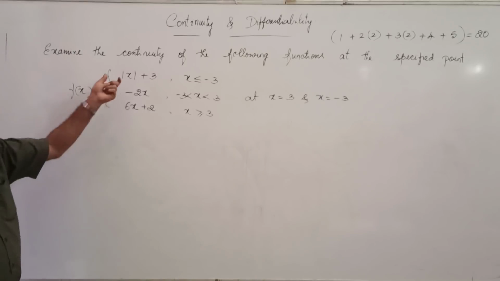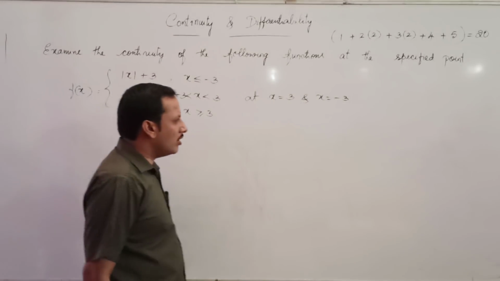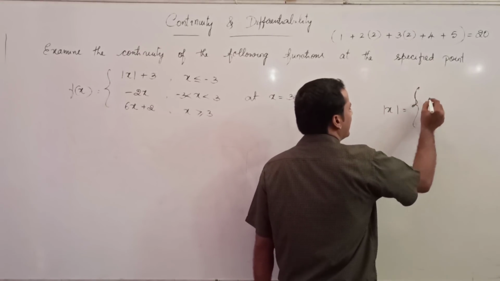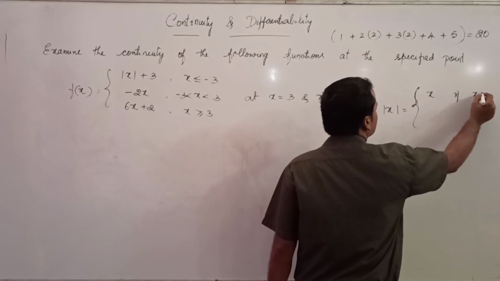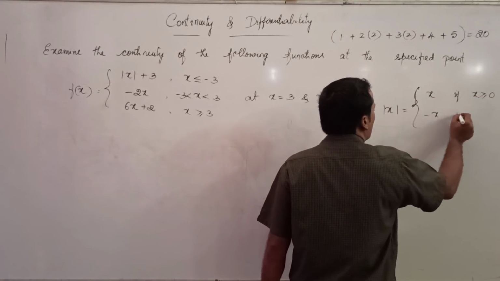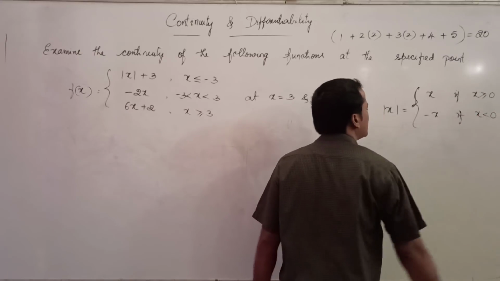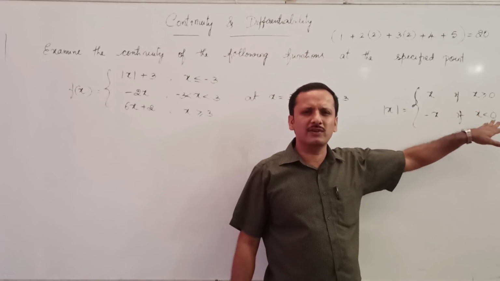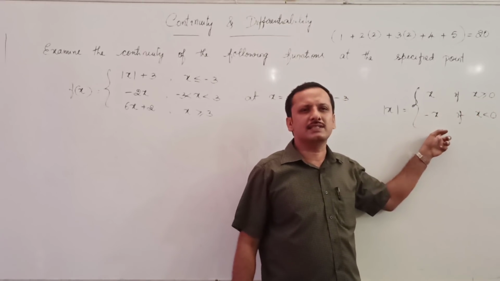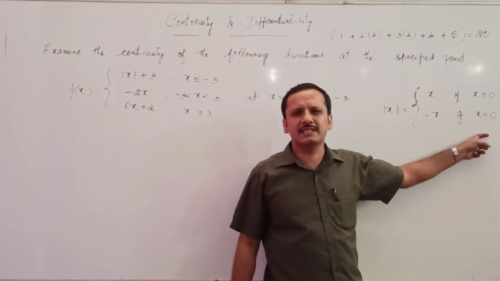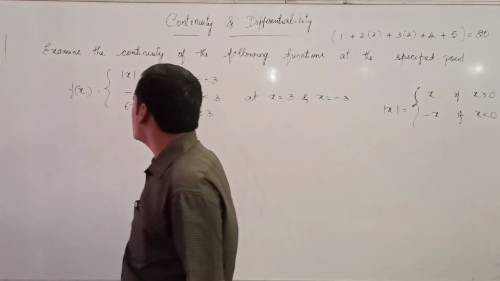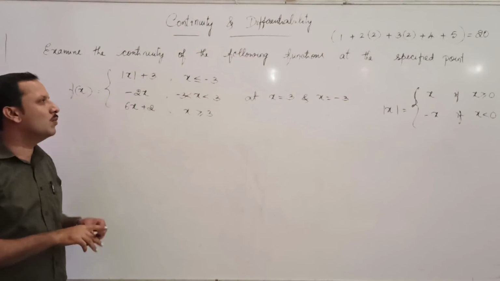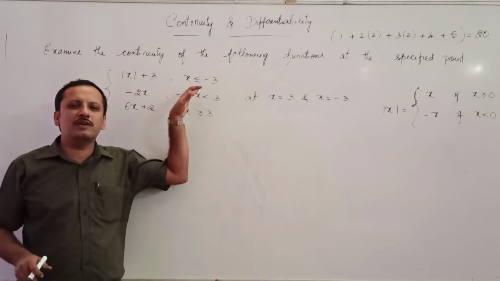How? See here, mod x. Mod x, we know the definition of mod x. It is defined as x if x is greater than or equal to 0, and minus x if x is less than 0. Mod x is equal to x wherever x is greater than or equal to 0, and it is minus x when x is less than 0. Okay. So now here we have defined f of x as mod x plus 3 whenever x is less than or equal to minus 3.